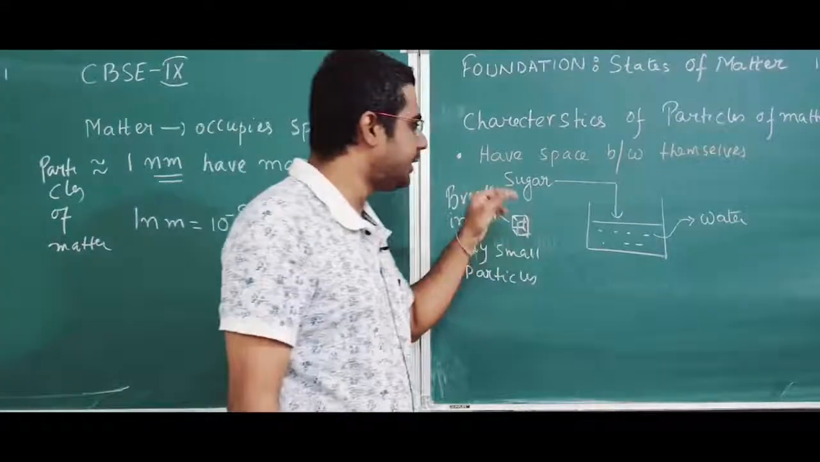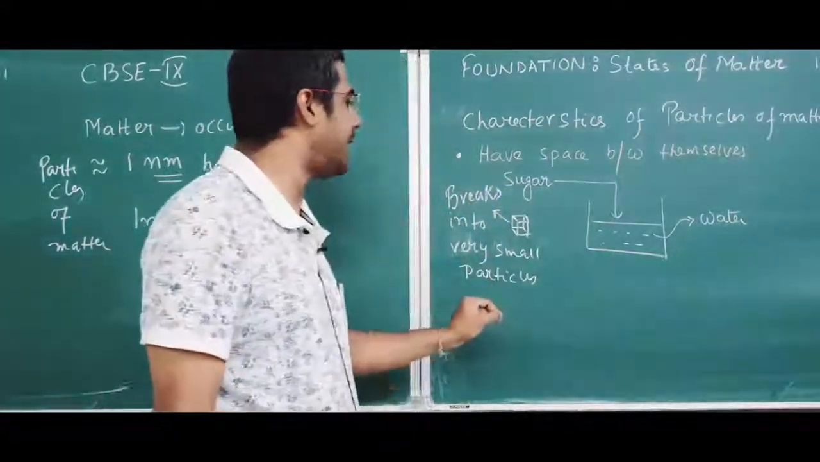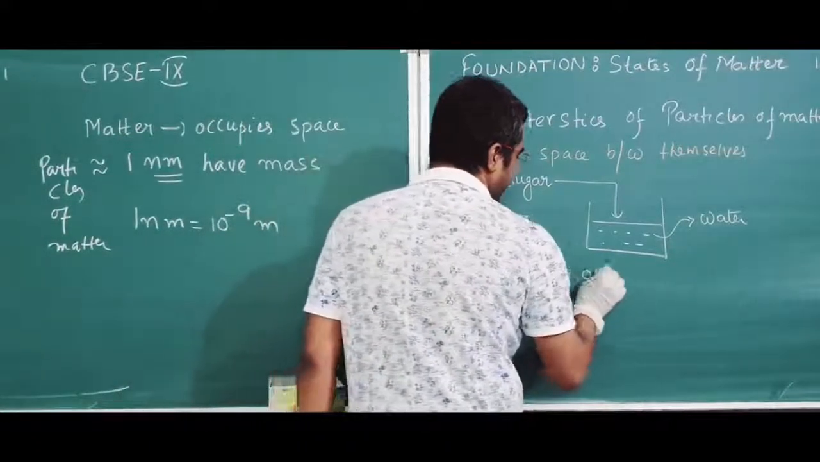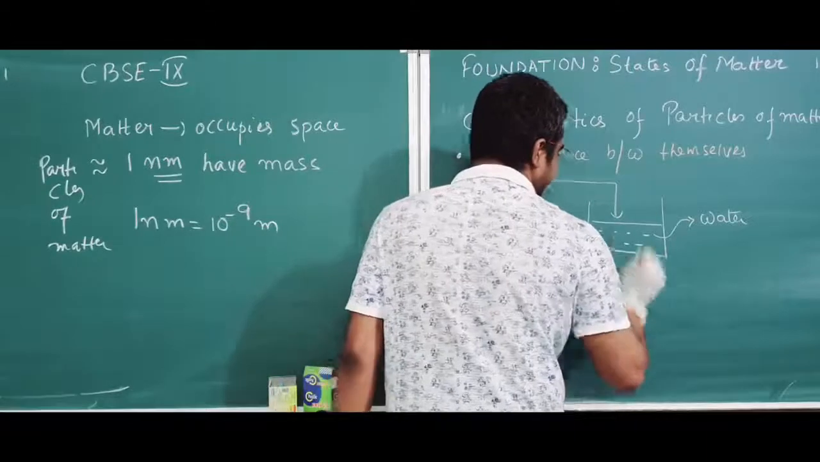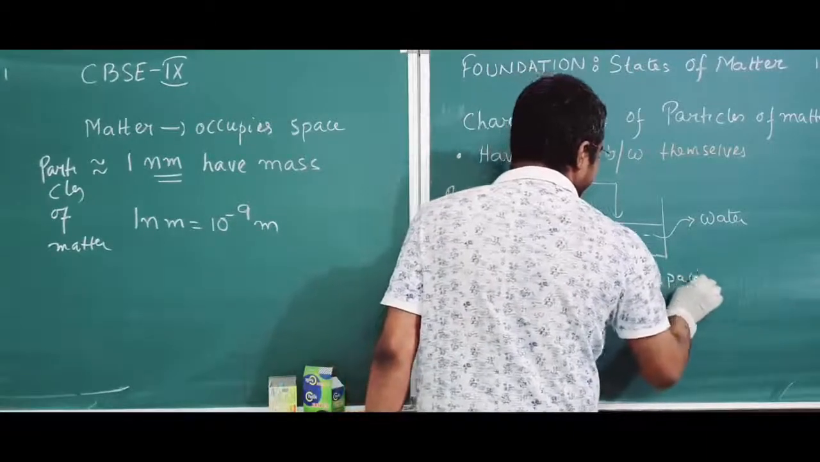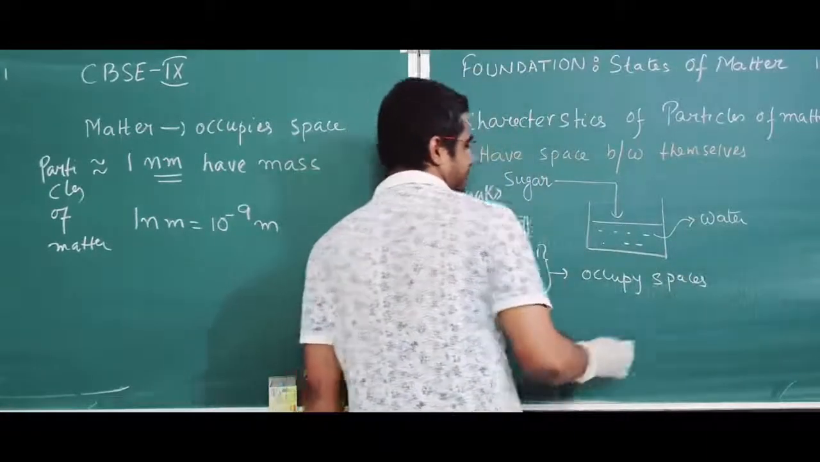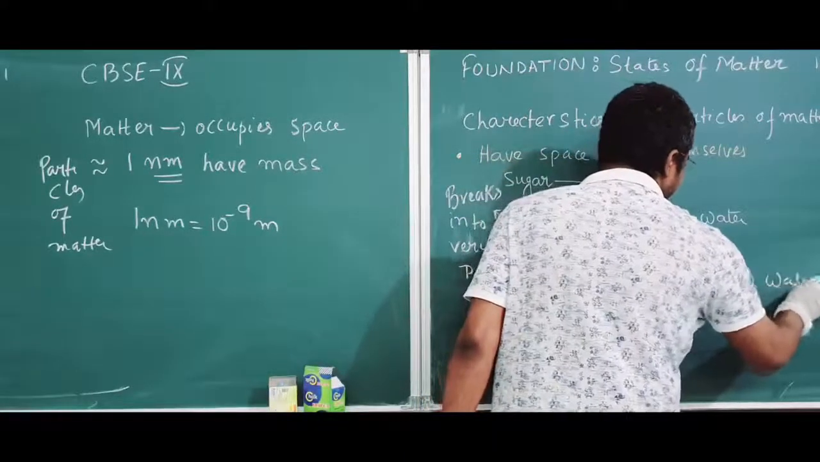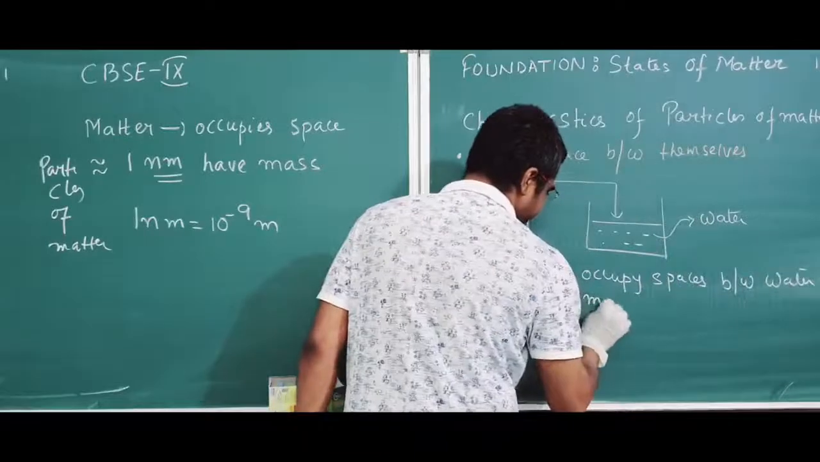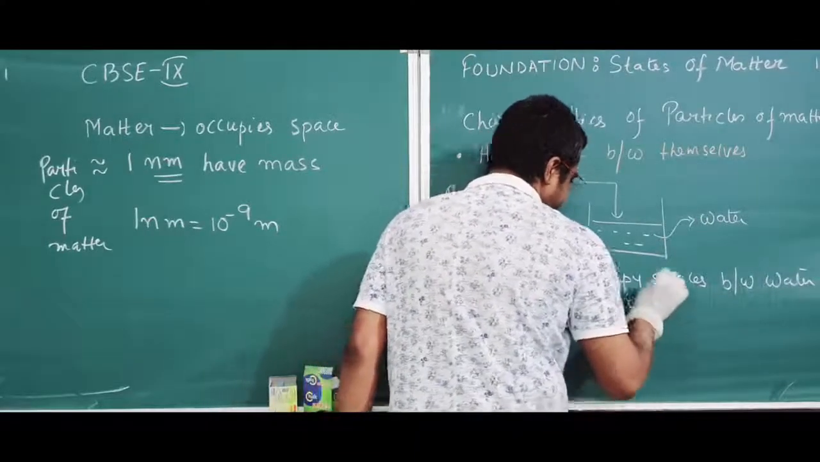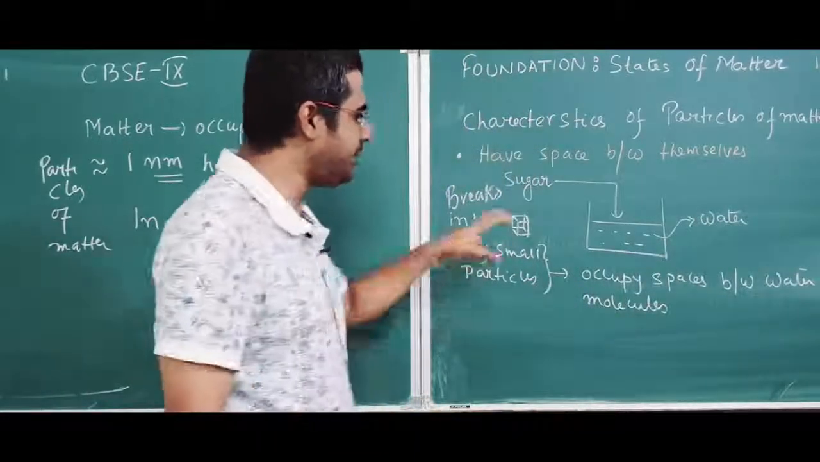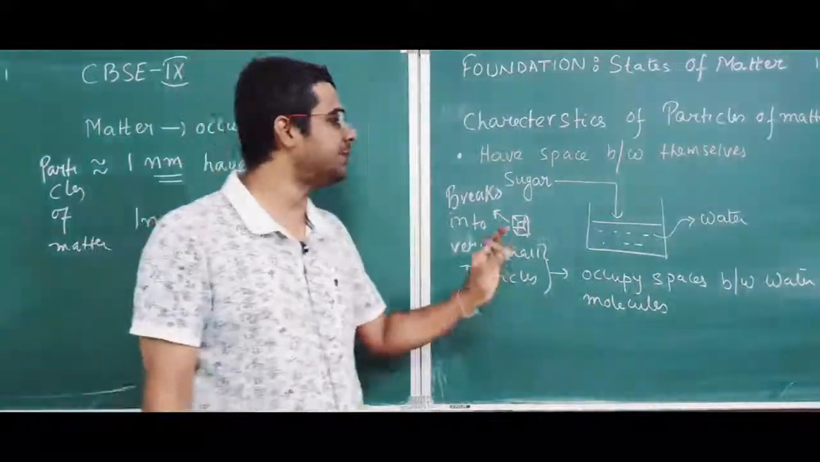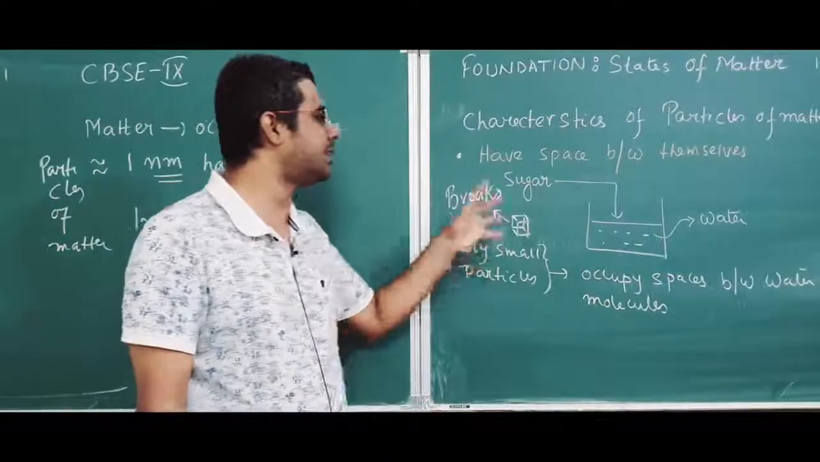After that, these small particles occupy spaces between water molecules. We have already studied what a molecule is. So in between water molecules there must be space where this particle is going to sit, and that is why sugar is soluble in water.